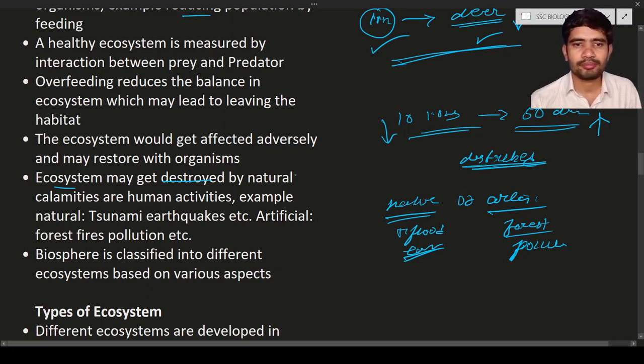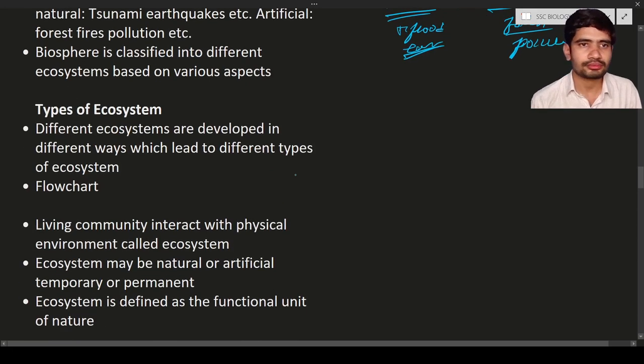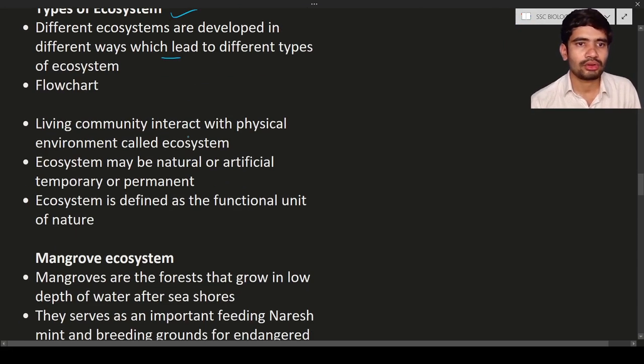So next is types of ecosystem. What are the types of ecosystem? How many types are there? Different types of ecosystem are developed in different ways. There is a flow chart you can see in the textbook. All these different types of ecosystem interact with the physical environment, that is known as an ecosystem, whether it may be artificial or natural ecosystem.